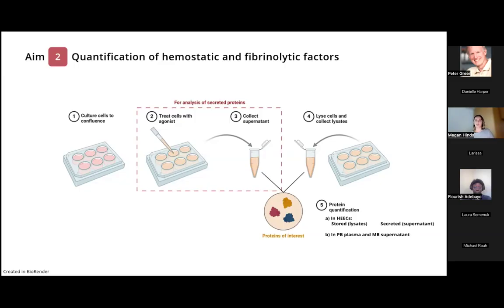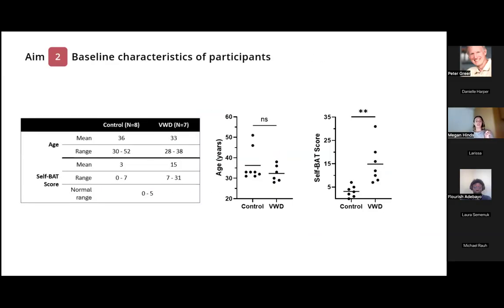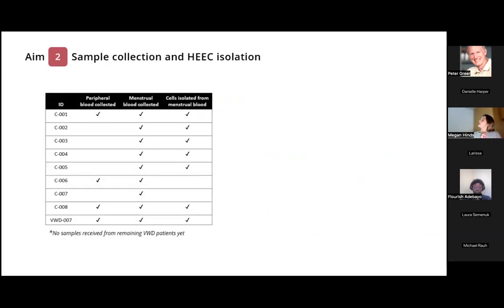And so this is just the baseline characteristics of who we have recruited so far. So we have 8 controls and 7 VWD patients. And the mean age between the two is comparable, no significance. But then, of course, as to be expected, on the self-BAT score, there is a significantly higher bleeding assessment score in the VWD patients. And this is going to be just information for what we have so far.